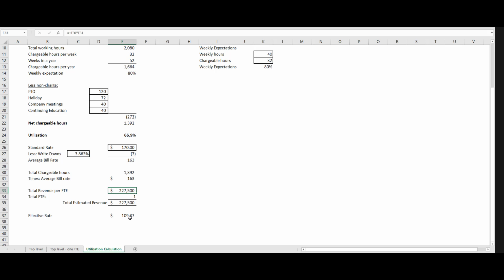And then this last number, so I'm sure some of you are looking at this and saying, what's this? The effective rate. Now, what the effective rate truly does is it takes your utilization rate, which in this case is the 66.9%.